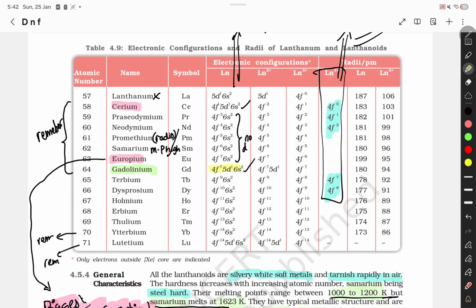Note the trend: 4f7 5d1 6s2, 4f1 5d1 6s2. Cerium is an exception and gadolinium is an exception. 5d1 6s2, 4f1 5d1 6s2, 4f3 6s2, like that.